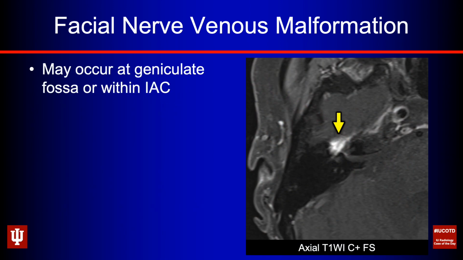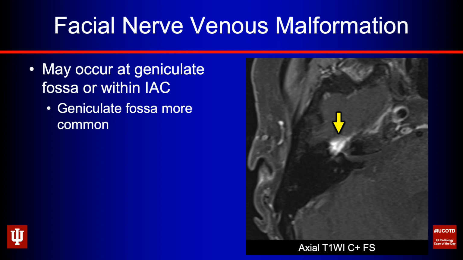So what do these look like? Well, most commonly we see these at the geniculate fossa. They can occur in the internal auditory canal along the course of the facial nerve, but I think those are quite rare. You'll see those on StatDX and other resources, and that's great. Be aware what they look like. I'll tell you, in real life, I have never once seen one in the IAC, and I've only seen a handful in the classic geniculate fossa location. But that's okay. Even though they're rare, you still need to know about them. So the geniculate fossa is more common.